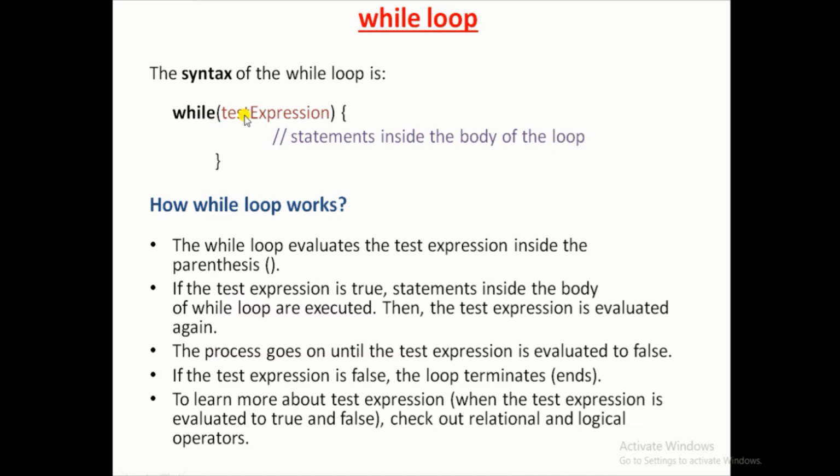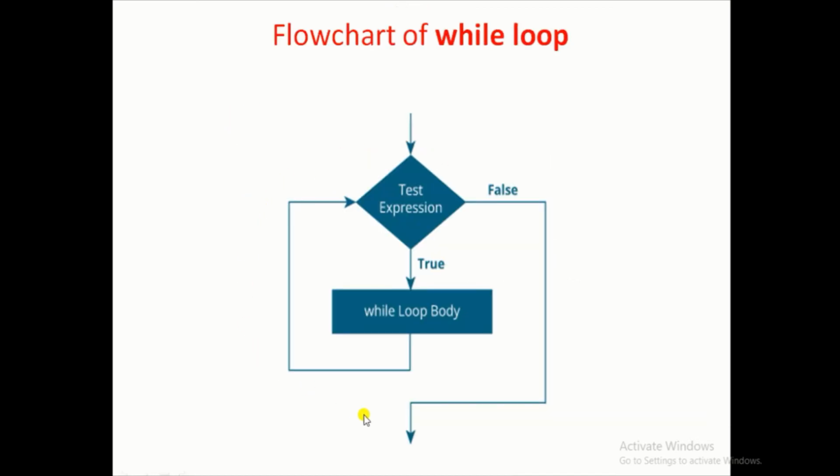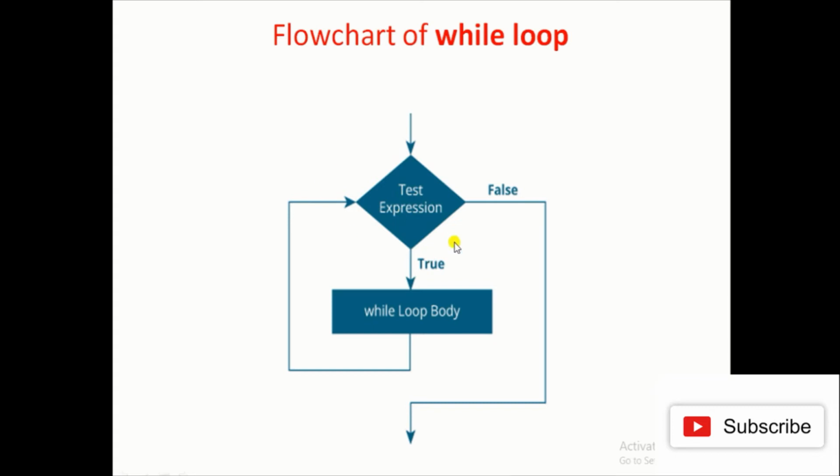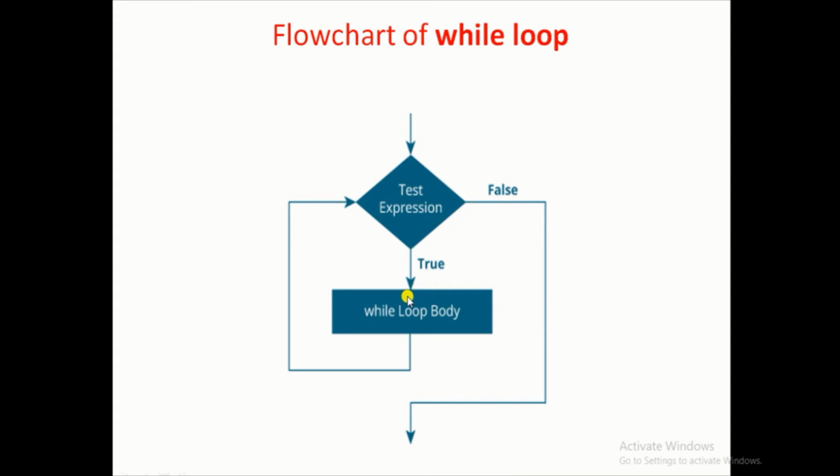Next, in this flowchart we have a clear view of how the while loop works. At first the test expression is checked. If it is true, then it executes the statements inside the while loop body. Then, if the condition is true, it repeats another time, until the test expression or condition is false. If it is false, it comes out of the loop and terminates.